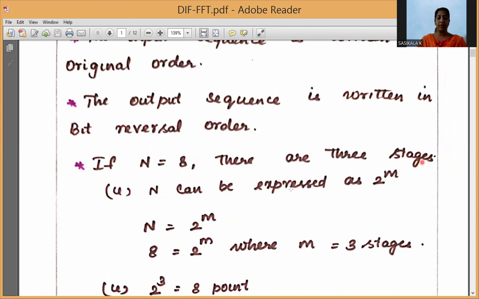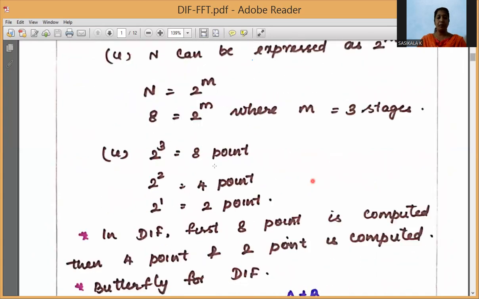That is, n can be represented as 2 power m. So n is equal to 2 power m. So here n is given as 8. So 8 is equal to 2 power m, where m is equal to 3 stages. That is 2 power 3, 2 power 2 and 2 power 1. That is 2 power 3 is 8 point, 2 power 2 is 4 point and 2 power 1 is 2 point. So in DIF, first we need to compute 8 point, then 4 point and 2 point is computed.